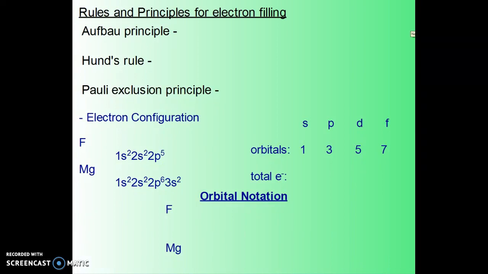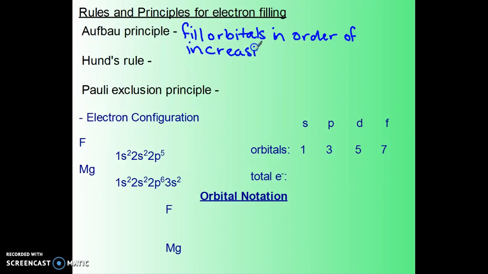So we have a couple of rules that we're going to be learning about for how to fill up our orbitals and our sublevels. The first one is called the Aufbau principle, and this basically says you start from the lowest energy level and you fill up as you move up in energy. So fill orbitals in order of increasing energy, which makes sense. Why would an electron want to go into a higher energy location when it could go to a lower energy location?